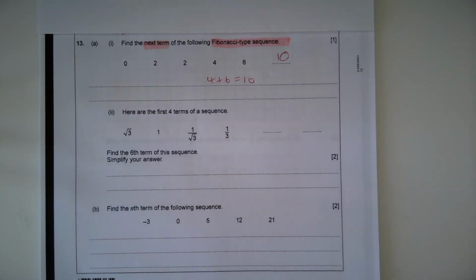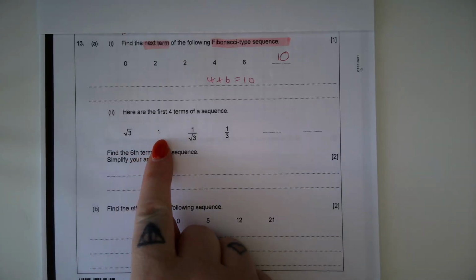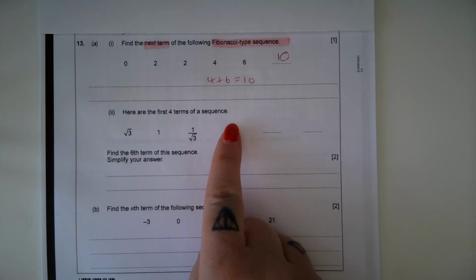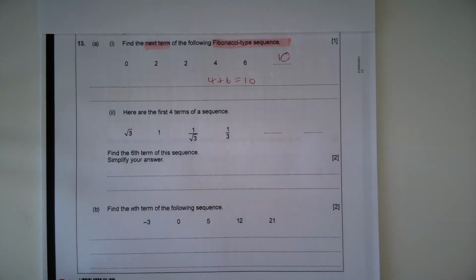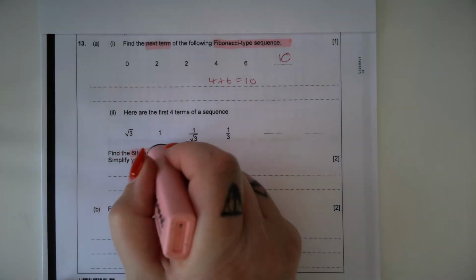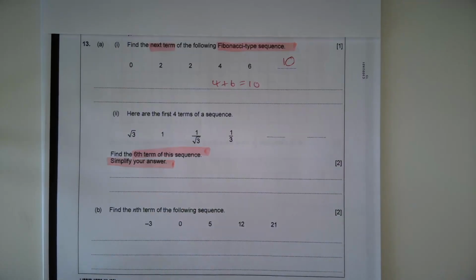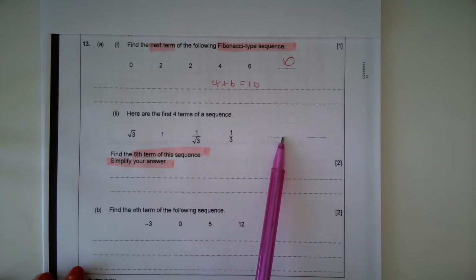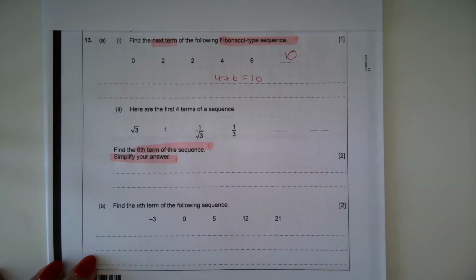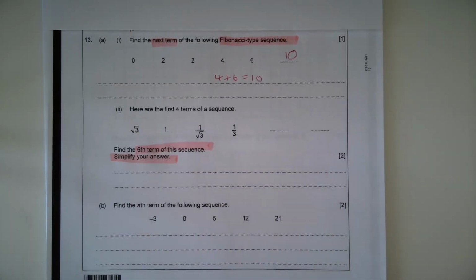Okay, part 2. Here are the first 4 terms of a sequence. So we have root 3, 1, 1 over root 3, 1/3, and then we've got 2 terms missing. It wants us to find the 6th term of this sequence, and it wants us to simplify our answer. So we've got term 1, 2, 3, 4. We need term 5 and term 6. So we need to find the ratio between these terms. So the ratio to get from one term to the next.